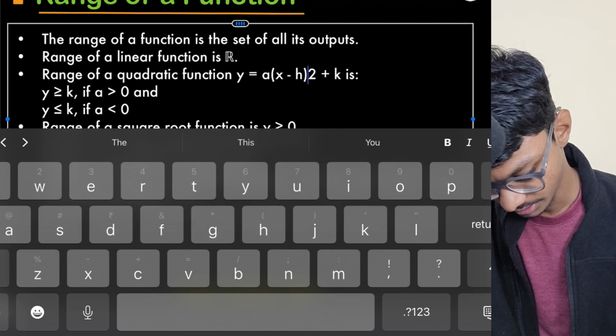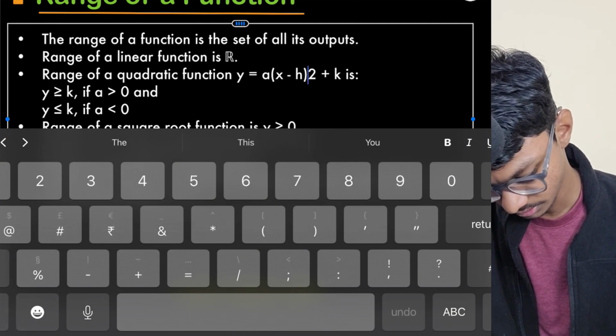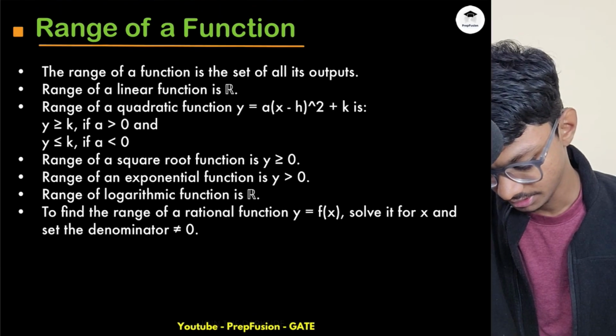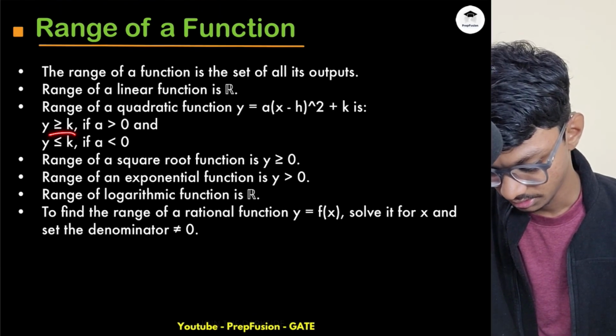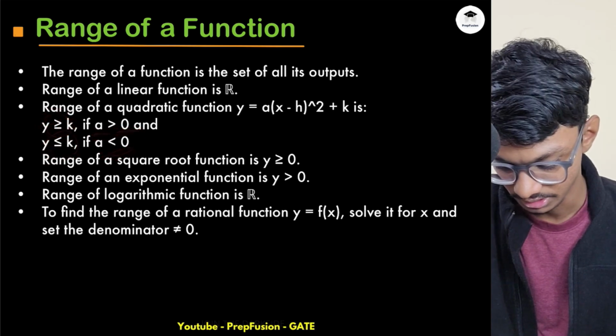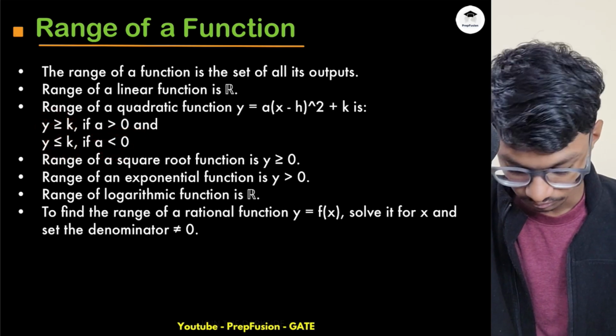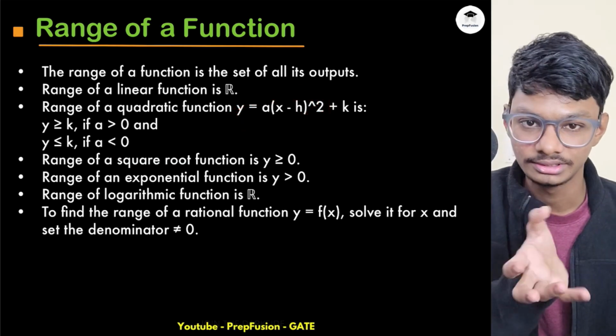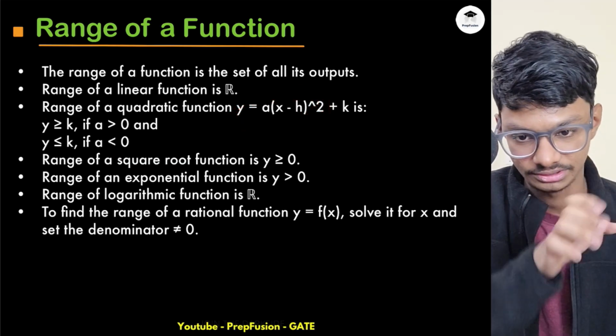This will be a square, right? Now where is it? Yeah, y is greater than or equal to k if a is greater than 0, and y is less than or equal to k if a is less than 0. So this is about the range. We will learn this in the quadratic graphical representation. From there we will understand.